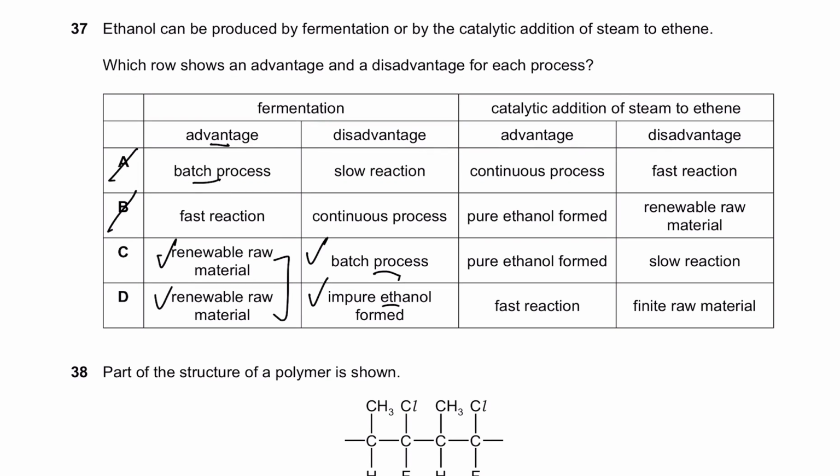Let's look at the other box. Pure ethanol is formed in catalytic addition. Yes, it is. Pure ethanol is formed, and it's not a slow reaction. It's very, very fast. So C is wrong. That's not the disadvantage. It is a fast reaction. It's not a slow reaction.